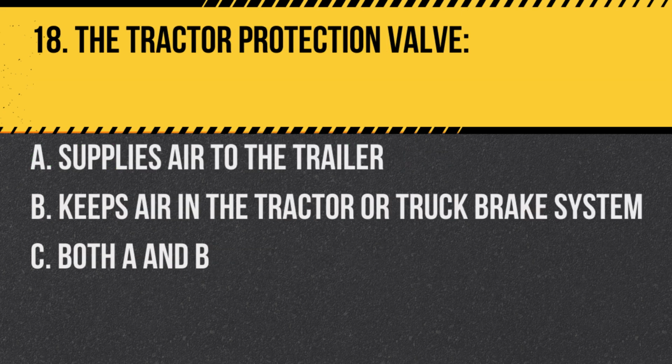Question 18. The tractor protection valve. A. Supplies air to the trailer. B. Keeps air in the tractor or truck brake system. C. Both A and B. Answer: C. Both A and B. It ensures air doesn't escape if the trailer breaks away.